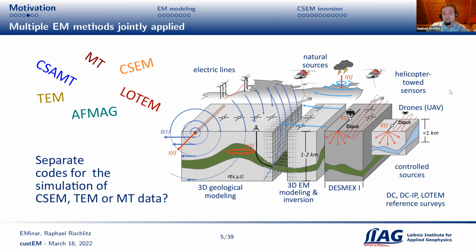Meanwhile, in DESMEX, we also have lots of ground surveys, so for instance, long offset transient electromagnetics or magnetotellurics. Meanwhile, we are using also drones or UAVs for smaller scale setups, and also the so-called FEniCS method in the air. So we have multiple electromagnetic methods in the same area, and the question is, do we need separate codes, or would it be possible to combine these methods and the simulation and inversion requirements in a single software?